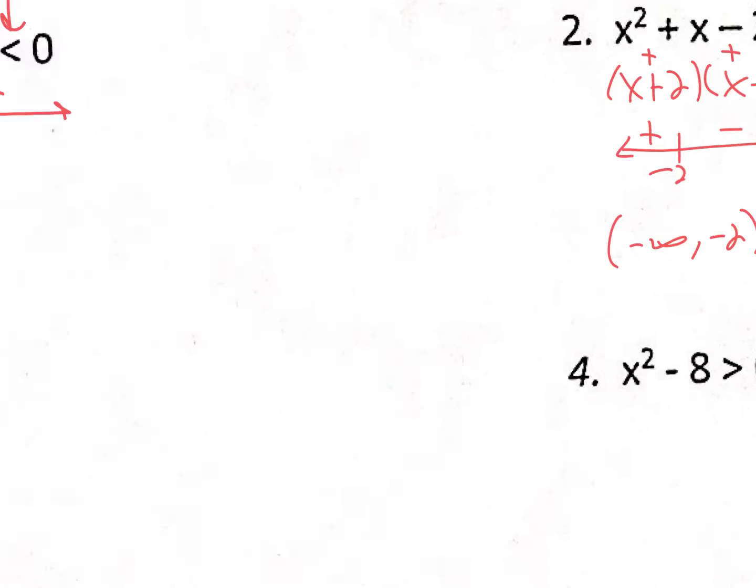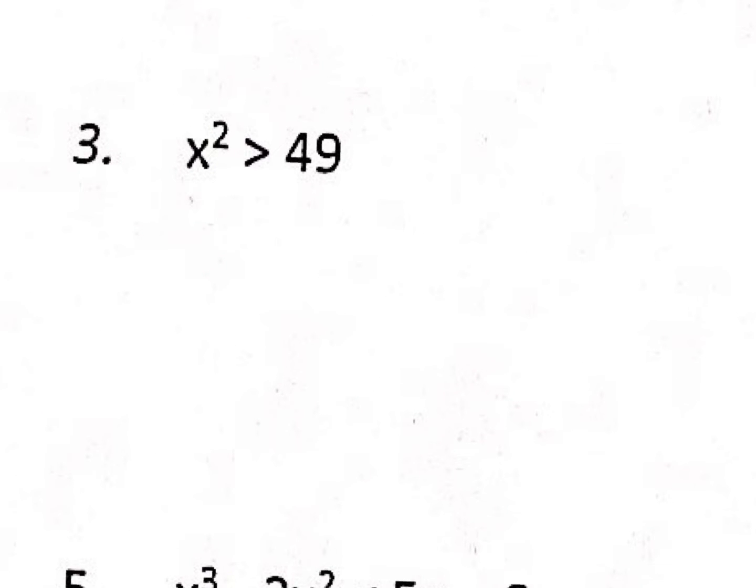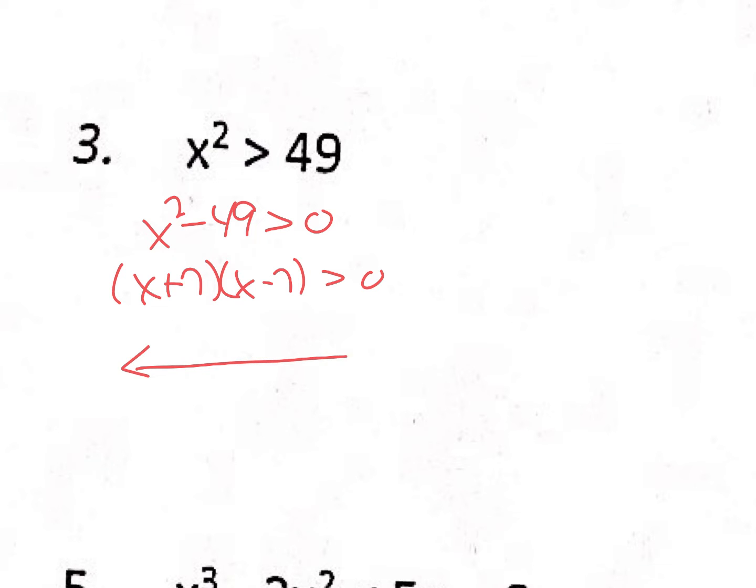All right, let's keep going. Number 3. Again, I'm going to move the 49 over. I'm going to factor it. That's going to be a difference of squares. So I'm going to get x plus 7, x minus 7, greater than 0. So I'm going to draw my number line right here. I get a -7 over here, a +7, and you know what I'm about to do? I'm going to plug in 100.